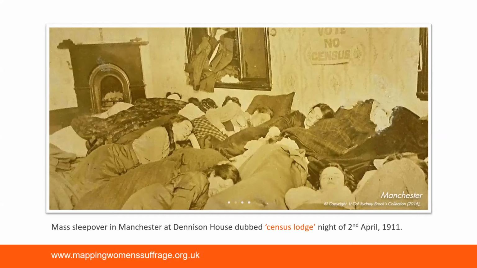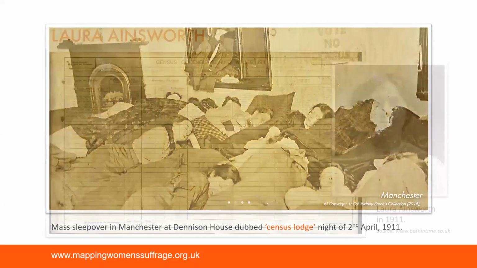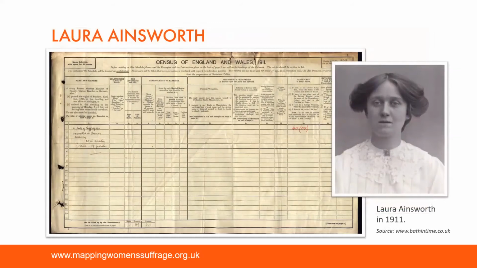Now, many of these evasions went undetected by census officials, as was, of course, the intention, meaning that those participating are officially invisible and absent from the census record. But especially with larger gatherings, evasions didn't always go to plan. And a great example of this is an evasion organised in Gillingham by WSPU suffragette Laura Ainsworth.